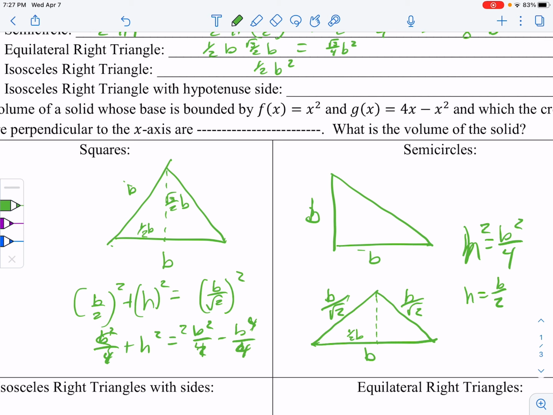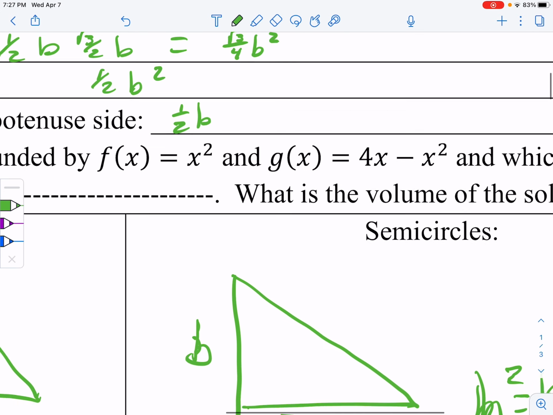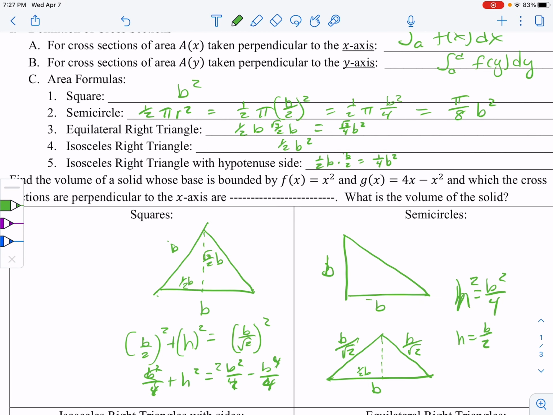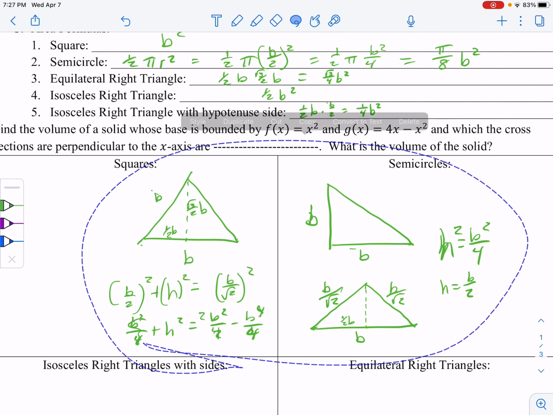So now the area of my triangle is 1/2 the base times the height. The height, what did we say, was b over 2. And you get 1/4 b squared. All right, those are the formulas that are tricky. Those are the basic shapes coming out of the side of the paper. All right, so now let's actually do some calculations.